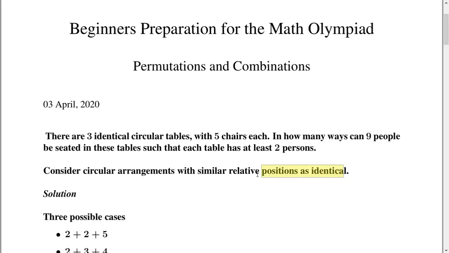What this line says is that in a circular arrangement, ABCD is similar to BCDA because each can be obtained by rotating the other. And by identical tables, what's meant is that the tables are not distinguishable and therefore the order of the tables does not matter.